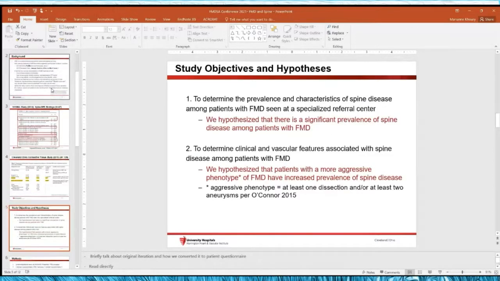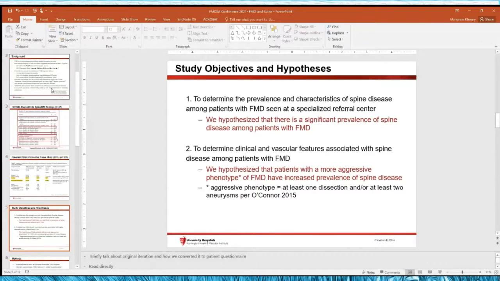So coming to our study, what were our objectives and our hypotheses? First off, we were aiming to determine the prevalence and the characteristics of spine disease among patients with FMD seen at a specialized referral center. And our hypothesis in regards to this was that there would be a significant prevalence of spine disease among patients with FMD.